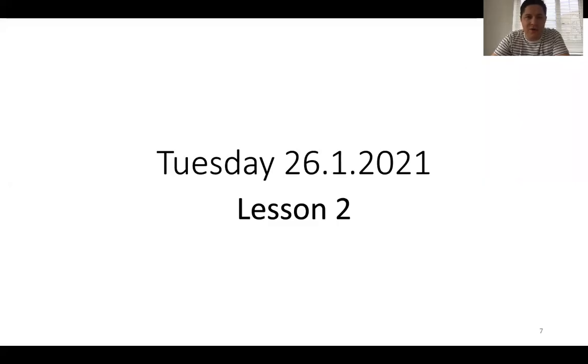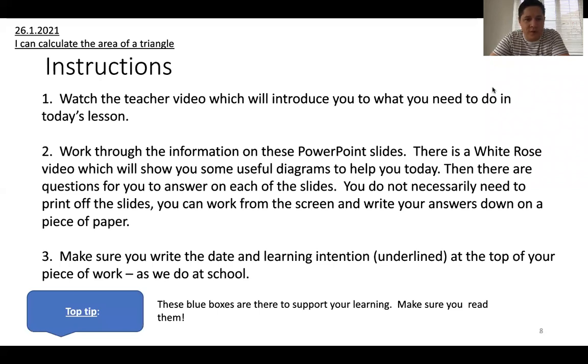Happy Tuesday morning. Okay, I'm here again to tell you about what you're going to be doing in maths this morning. I hope that you found yesterday's video helpful and that you were able to find the area and perimeter of those shapes. So, moving forward with Tuesday.